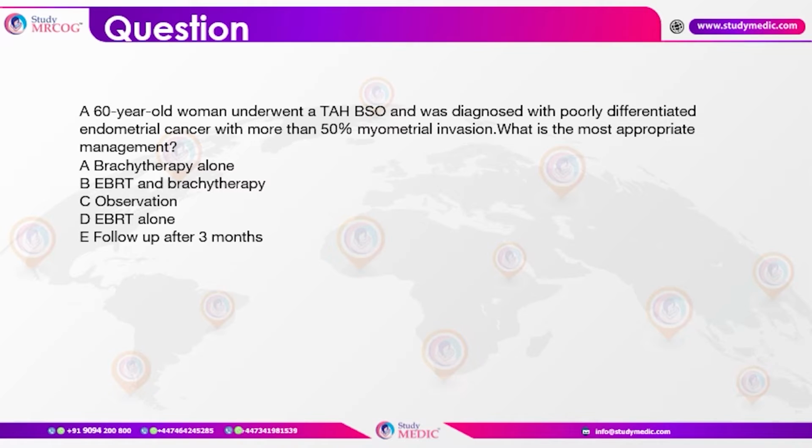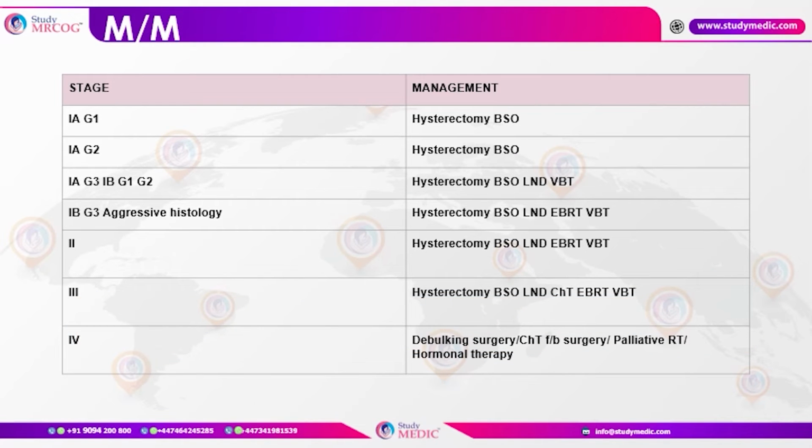A 60-year-old underwent TH BSO diagnosed with poorly differentiated endometrial cancer, which has more than 50% myometrial invasion. So what will be the most appropriate management here? The answer is EBRT and brachytherapy. So let us have a look regarding the management of endometrial cancer. So 1A grade 1 and 1A grade 2, in both these cases, hysterectomy and BSO will suffice. If, however, you see that the grade is higher or the stage is 1B, even with early grade, then you have to do a lymph node dissection and give her vault brachytherapy.